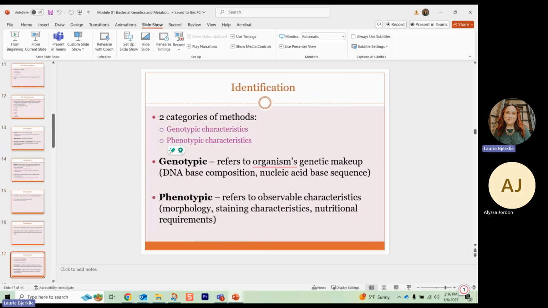That's what we'll be playing with heavily in our labs, the phenotype stuff, because again, you have to know it for boards. They will give you a question with all these test results and you'll say, oh, it's this organism because I know those results. So that's the difference between genotypic and phenotypic, but both are used to help identify the organism.